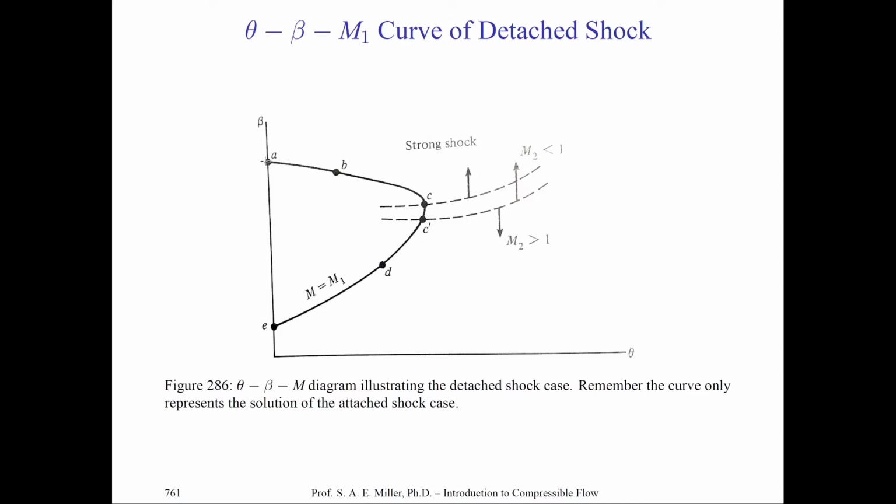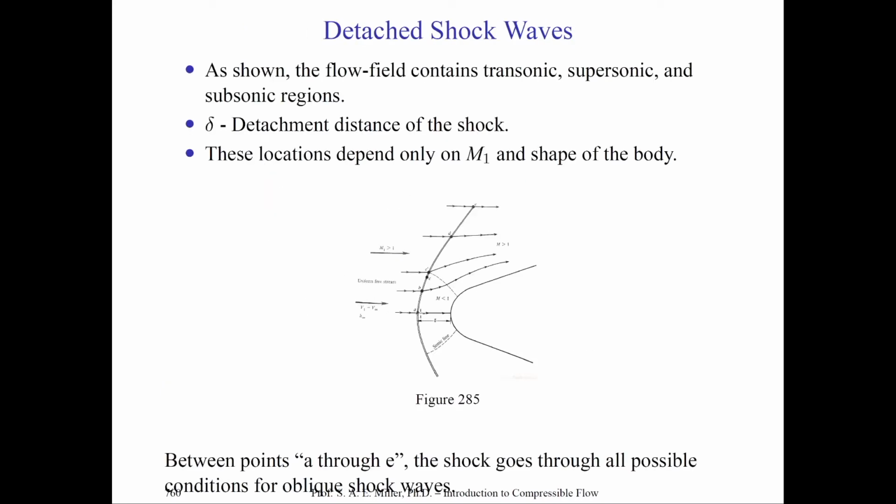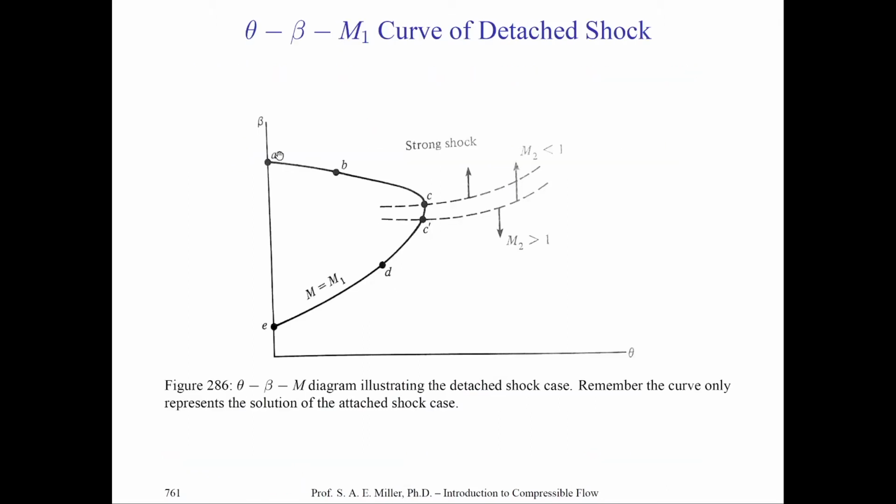A is right here at theta 0 and some value of the wave angle, beta, which is actually 90 degrees. So theta 0 is a turning angle of 0, and beta is 90 degrees, which is the wave angle. Of course, that's right here at the normal shock location in front of the vehicle. Let's look at B. B is just along the curve, the family of curves for this particular Mach number, of the theta-beta-Mach number equation.